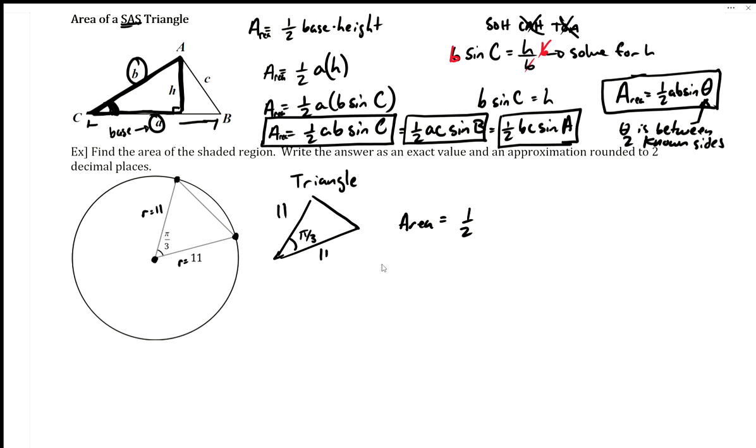So that would be 1/2. So I have two sides that are known. So 11 times 11, and then times sine of the angle in between. Just like that. That's it. That's the big setup. Now, sine of pi thirds we can do.